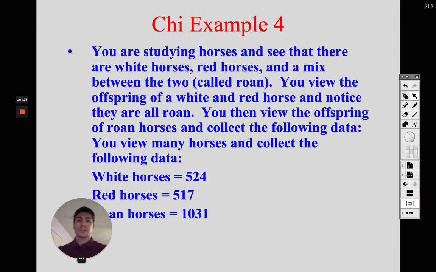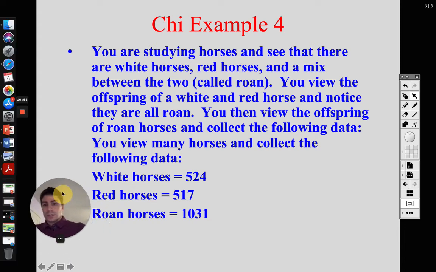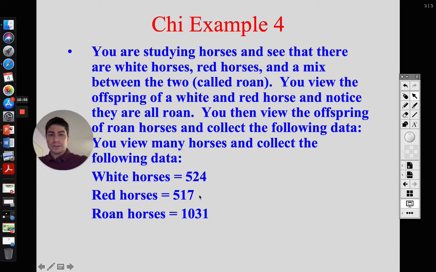Okay, you're studying horses, and you see that there are white horses, red horses, and a mix between the two, roan. So what we're doing here, guys, is no longer regular complete dominance. For roan, if you remember from last chapter, we kind of saw both of our phenotypes in the roan horse. So we've got some data here. We got white horses, 524. We got red horses, 517. And we got roan horses of 1,031. What we're doing here is mixing a white horse and a red horse together, and notice they are all roan.